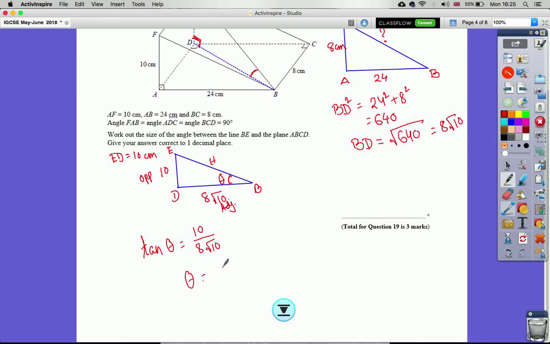So theta must be tan inverse of 10 over 8 square root 10, which is going to be 21.56 degrees. It says 1 decimal place, so I can write it as 21.6 degrees. Okay? Right, next question.